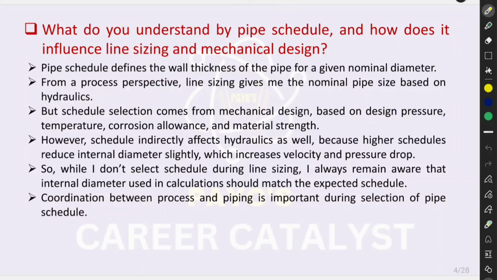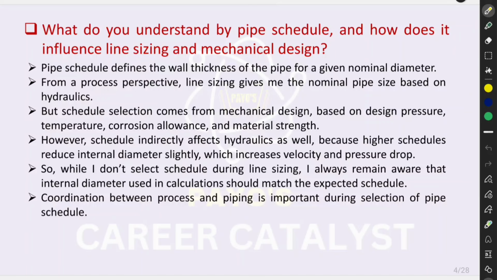Now tell me, when we talk about pipe schedule, what exactly does schedule mean? And where does it become important from a process engineer's point of view? Pipe schedule defines the wall thickness of pipe for a given nominal diameter. From a process perspective, line sizing gives me nominal pipe size based on the hydraulics, but schedule selection comes from mechanical design based on design pressure, temperature, corrosion allowance, and material strength.